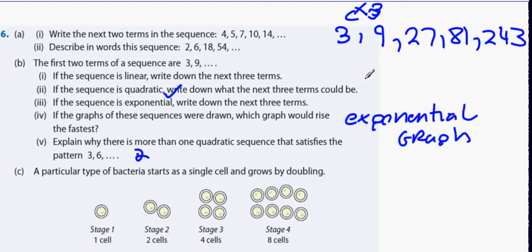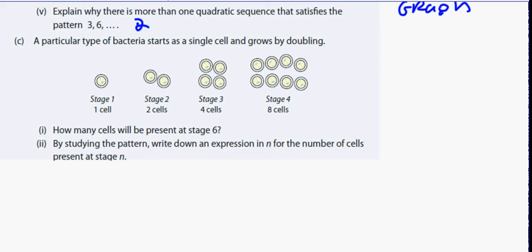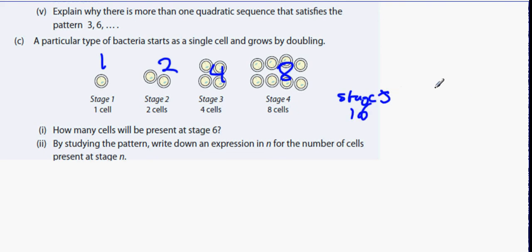Now, a particular type of bacteria starts as a single cell and grows by doubling. How many cells will be present by stage 6? Well, this is 1, this is 2, this is 4, this is 8. Stage 5 will be 16, and stage 6 will be 32.